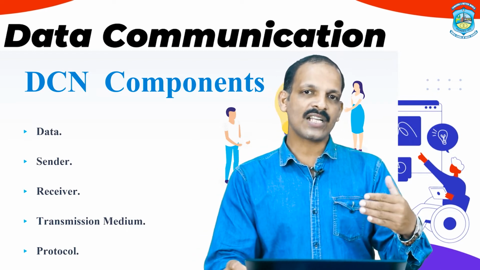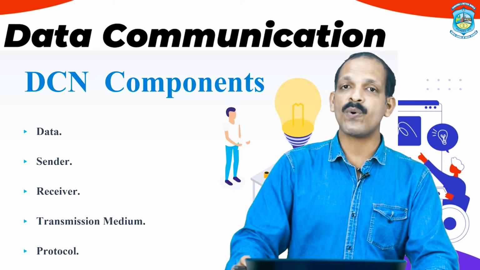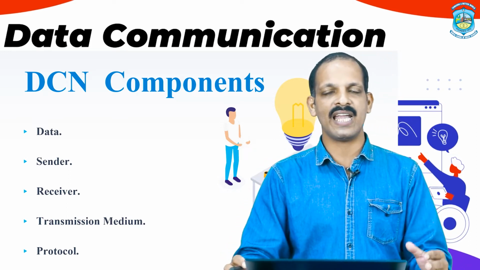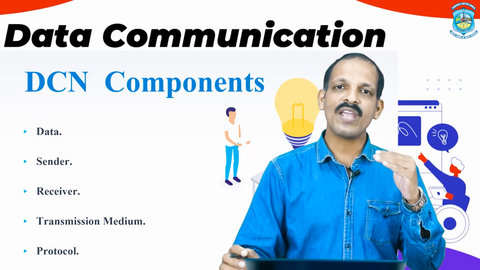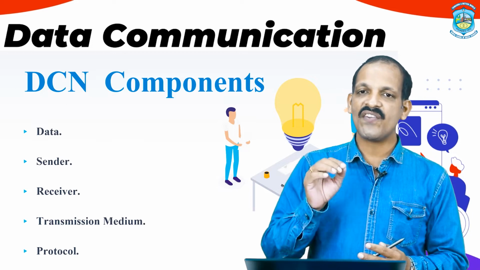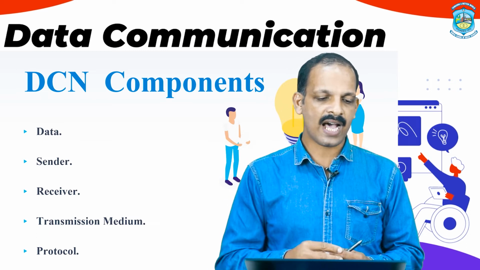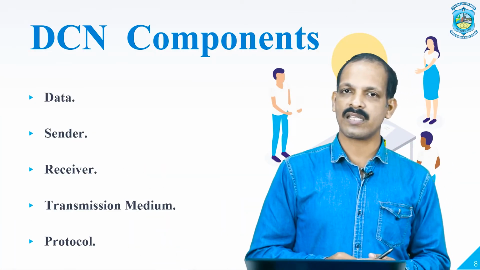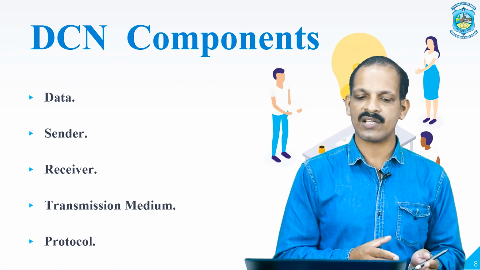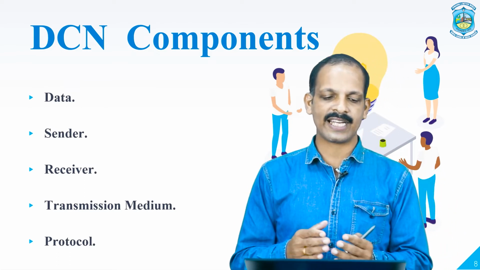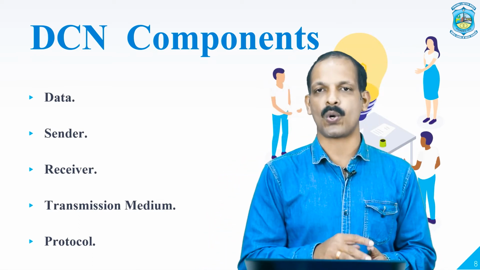As a second topic, we are going to discuss data communication network components. Just now we learned different types of data communication modes or methods. Now we are going to discuss the different data communication network components. In total, there are five components. The first is data, the second is the sender, then the receiver, the transmission medium, and then the protocol.